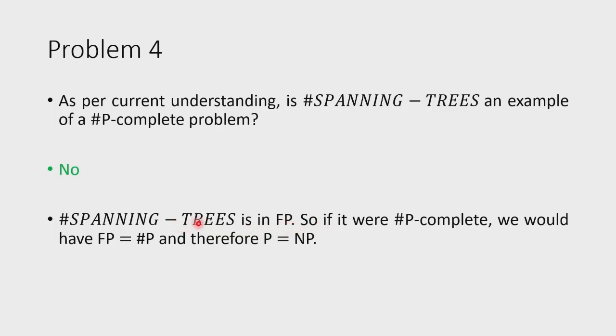So if #spanning trees were #P-complete, then FP would be equal to #P, and therefore, as we saw in the second problem, P would be equal to NP. However, right now, P versus NP is an open problem. So according to our current knowledge, #spanning trees is not an example of a #P-complete problem.